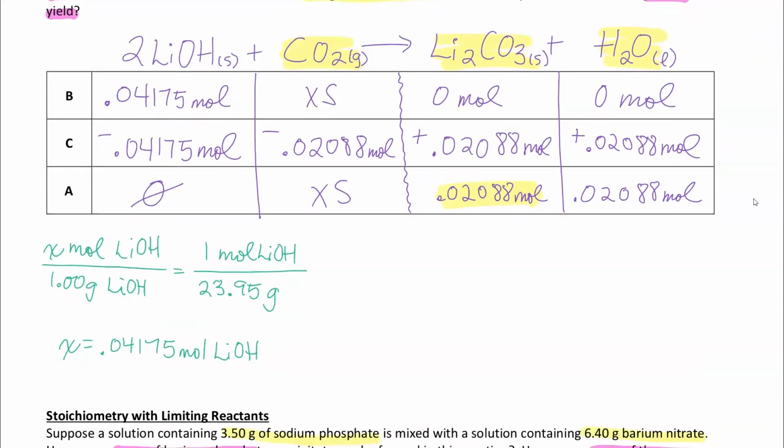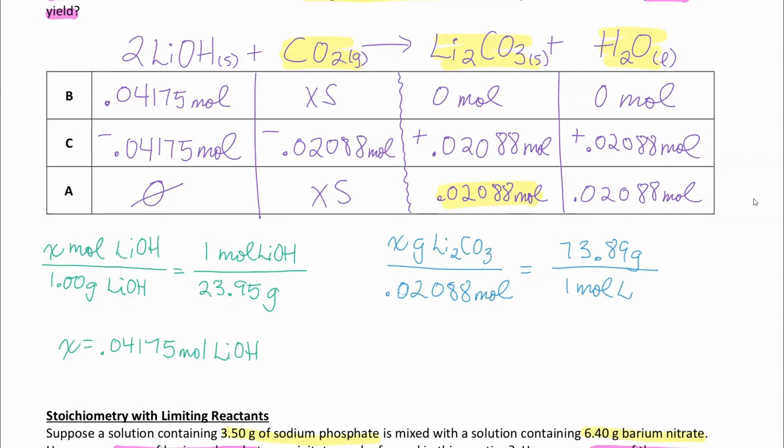So let's do it. Let me change colors again. Ooh, I don't know what just happened there. 0.02088 moles. I don't think I wrote this molar mass down, so we'll do it together. 2 times 6.94 plus 12.01 plus 3 times 16 is 73.89 grams for every 1 mole.